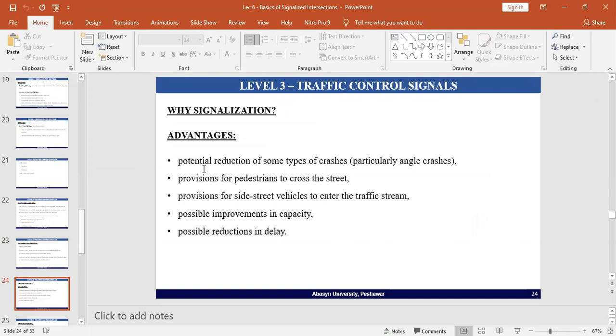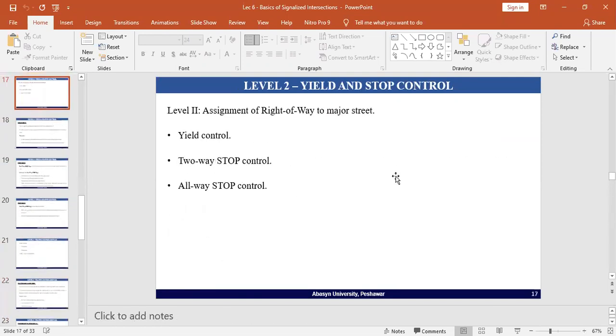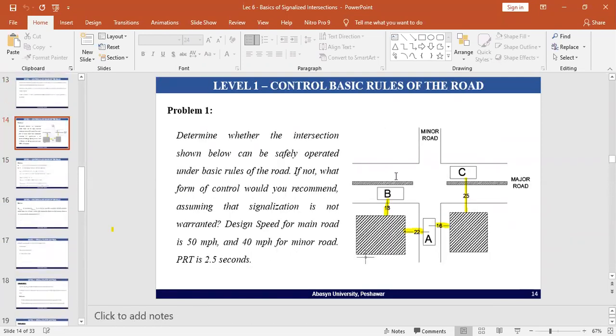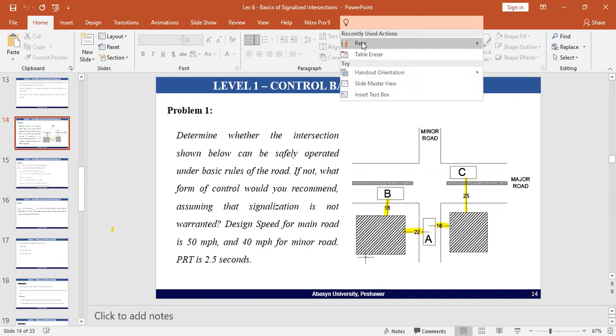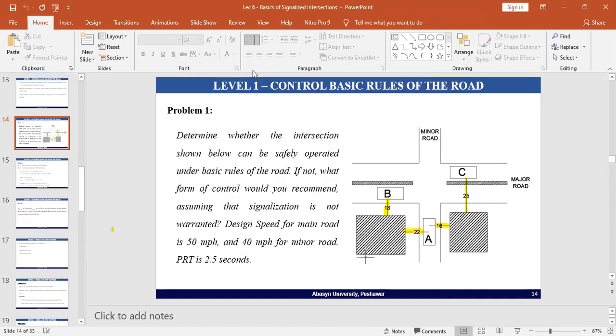The advantages involve a potential reduction of some types of crashes, particularly angle crashes. Angle crashes: if there is traffic coming from the north and moving towards the west, and another vehicle is there, then there is this angle crash.